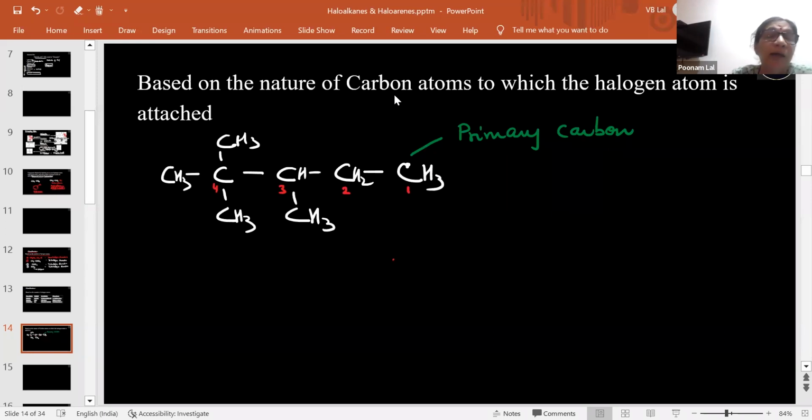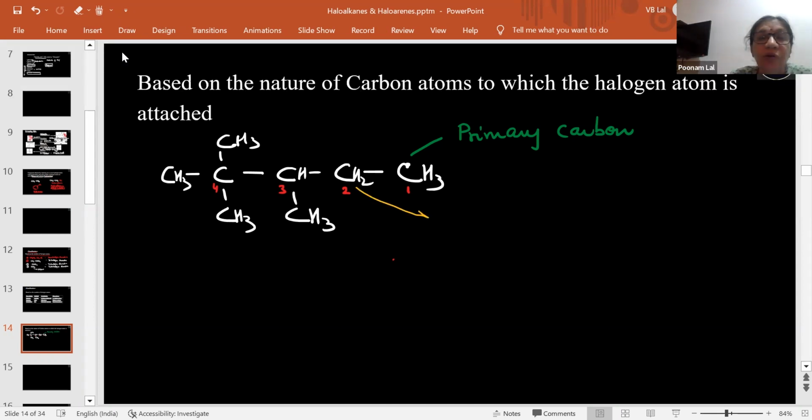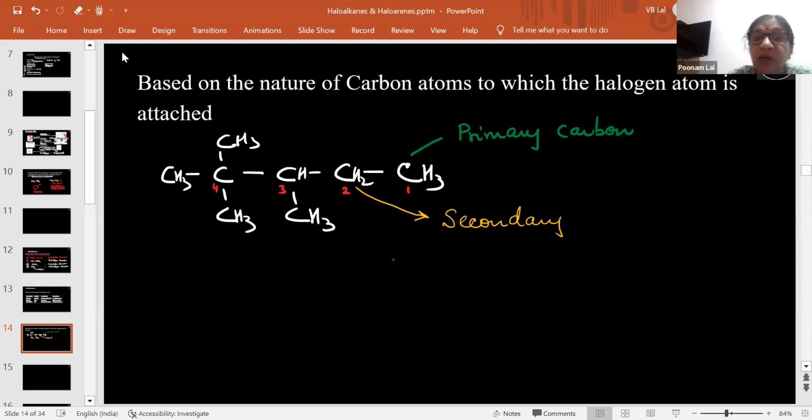Now from that definition, Hari Raghav, can you answer the next question? What about the second carbon atom? First one is primary. What is the second carbon atom? It is attached to 2 other carbon atoms. So what will I call it? Secondary carbon. It is a secondary carbon atom.